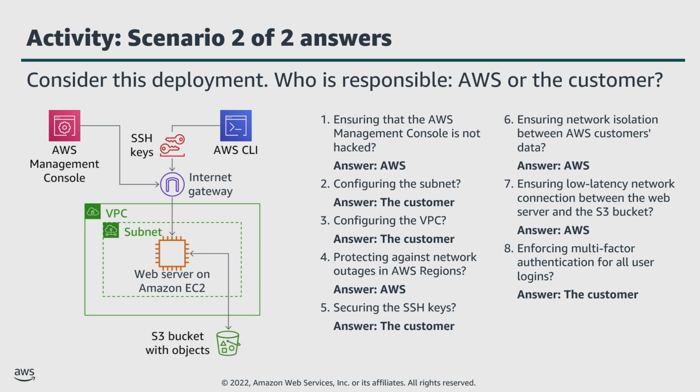Number 5, the customer must secure the SSH keys. Number 6, ensuring network isolation between AWS customers' data, and number 7, ensuring a low latency network connection between the web servers and the S3 bucket are AWS responsibilities. And finally, the customer is responsible for number 8, enforcing multi-factor authentication for all users' logins.